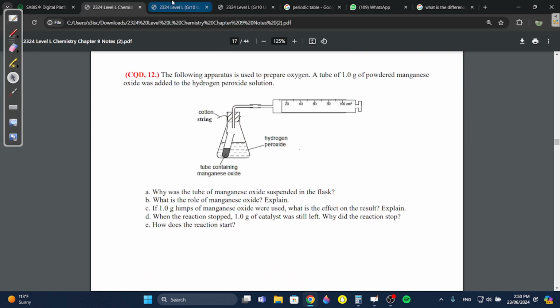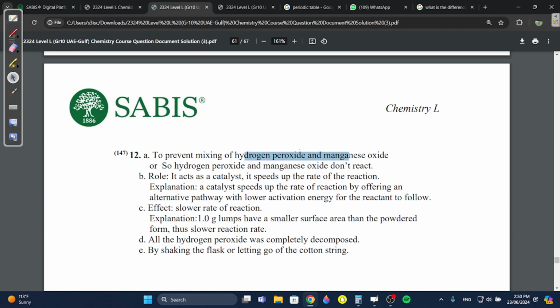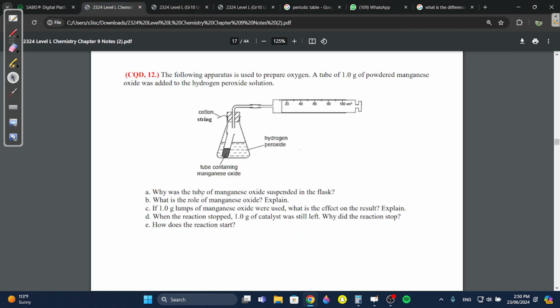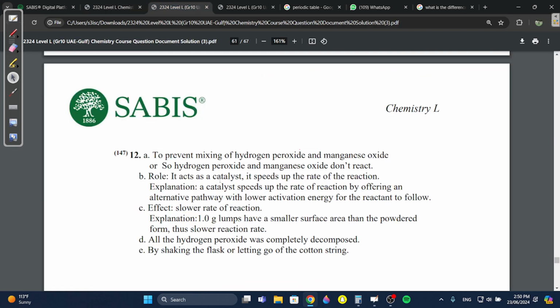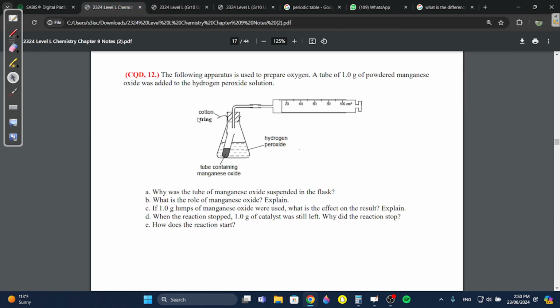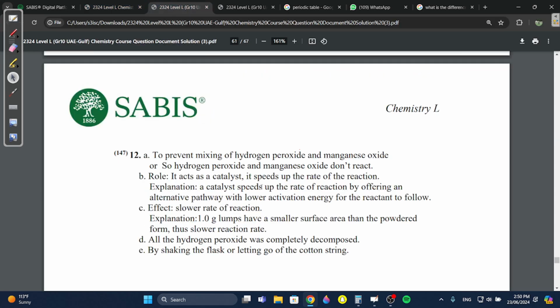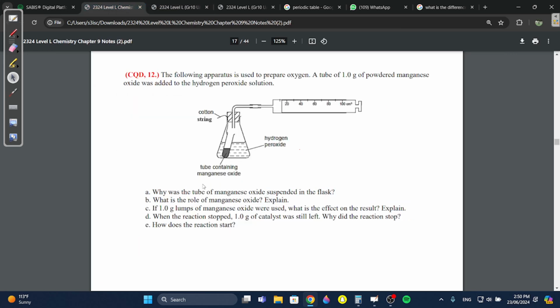Why is it suspended? Because we want to prevent the reaction from happening, so they don't react with each other. What is the role of manganese oxide? It's a catalyst, it speeds up the rate of the reaction. How does it speed up the rate? It offers an alternative pathway with lower activation energy. If 1 gram of lumps was used, what would happen?